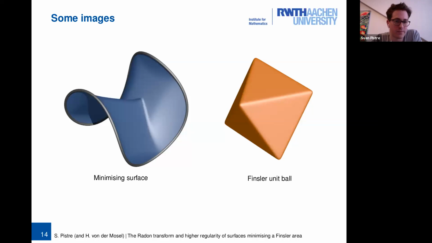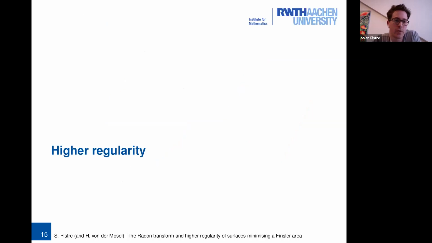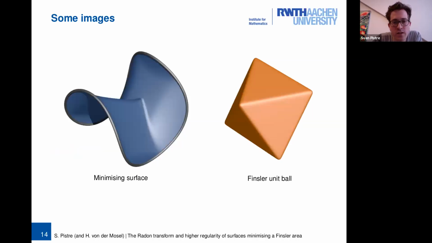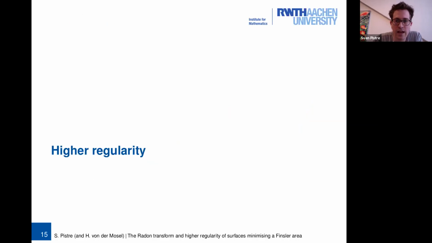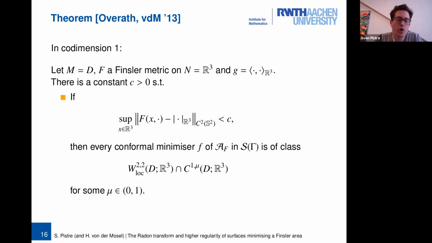Okay, going on to the last part. The question is, in these pictures, are these ridges smooth or at least regular, or are these hard cuts? Is it like a Lipschitz ridge? Let me first show you a result in codimension 1 from 2013 by a previous PhD student of my advisor, and they had a higher regularity result in codimension 1.